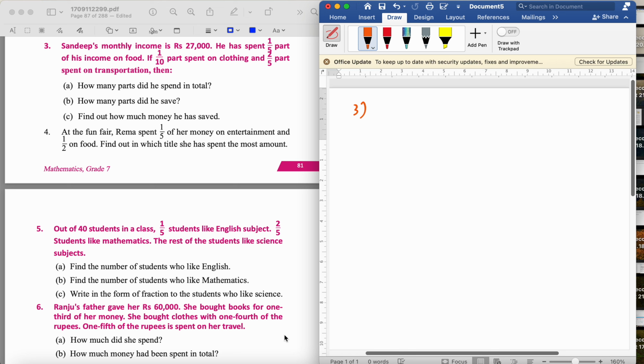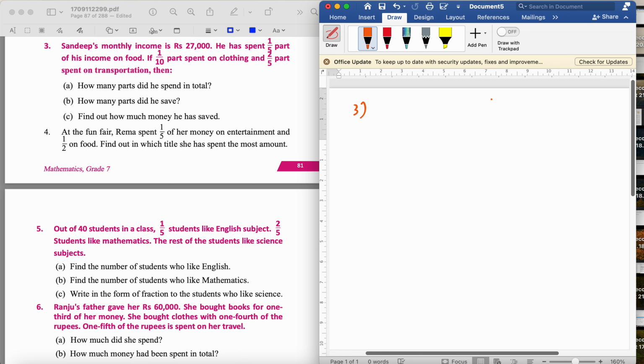Here we are going to find the three answers. Sandeep has spent 1/5 part of his income on food, 1/10 part on clothing, and 2/5 part on transportation. Then how many parts did he spend in total?